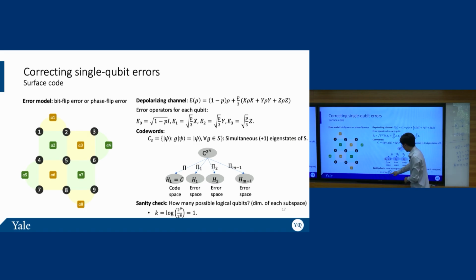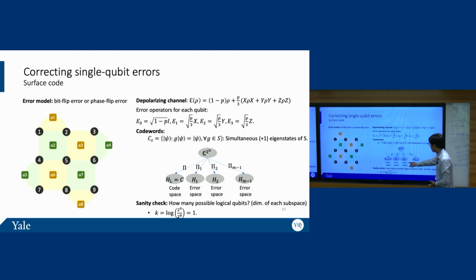So that's exactly dimension 2. And that's good because a dimension 2 means that's one logical qubit. Okay? We can define one qubit as a dimension 2 Hilbert space out of this subspace. Same thing actually for all the other error spaces. They're all dimension 2.